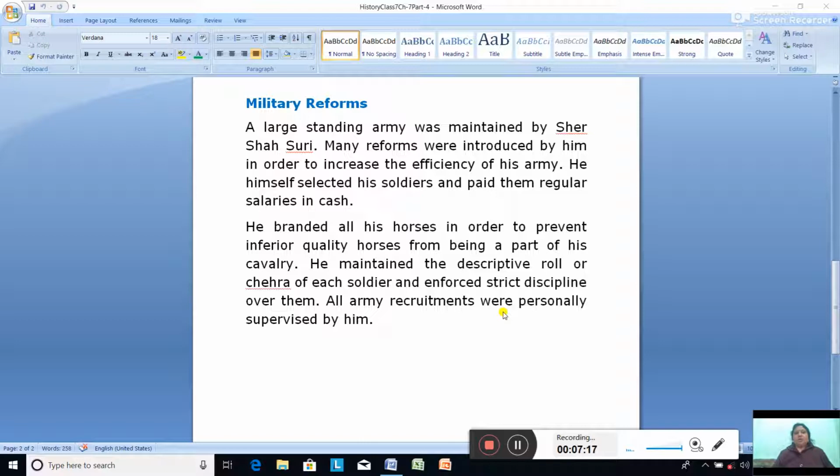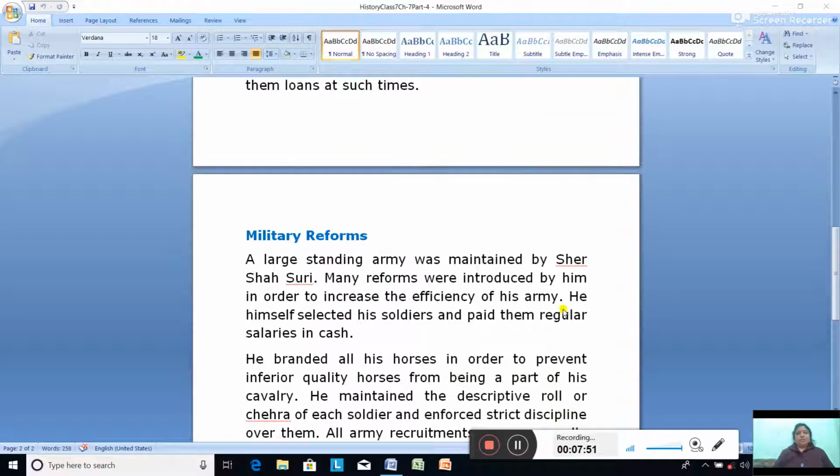So this you have to remember: the large standing army was maintained by Sher Shah Suri. He introduced this system in order to increase the efficiency of his army. He himself selected his soldiers and paid them regular salaries in cash. He branded all his horses to prevent inferior quality horses from being a part of his cavalry. He maintained the descriptive roll or chehra of his soldiers and enforced strict discipline over them. All army recruitment was personally supervised by him.